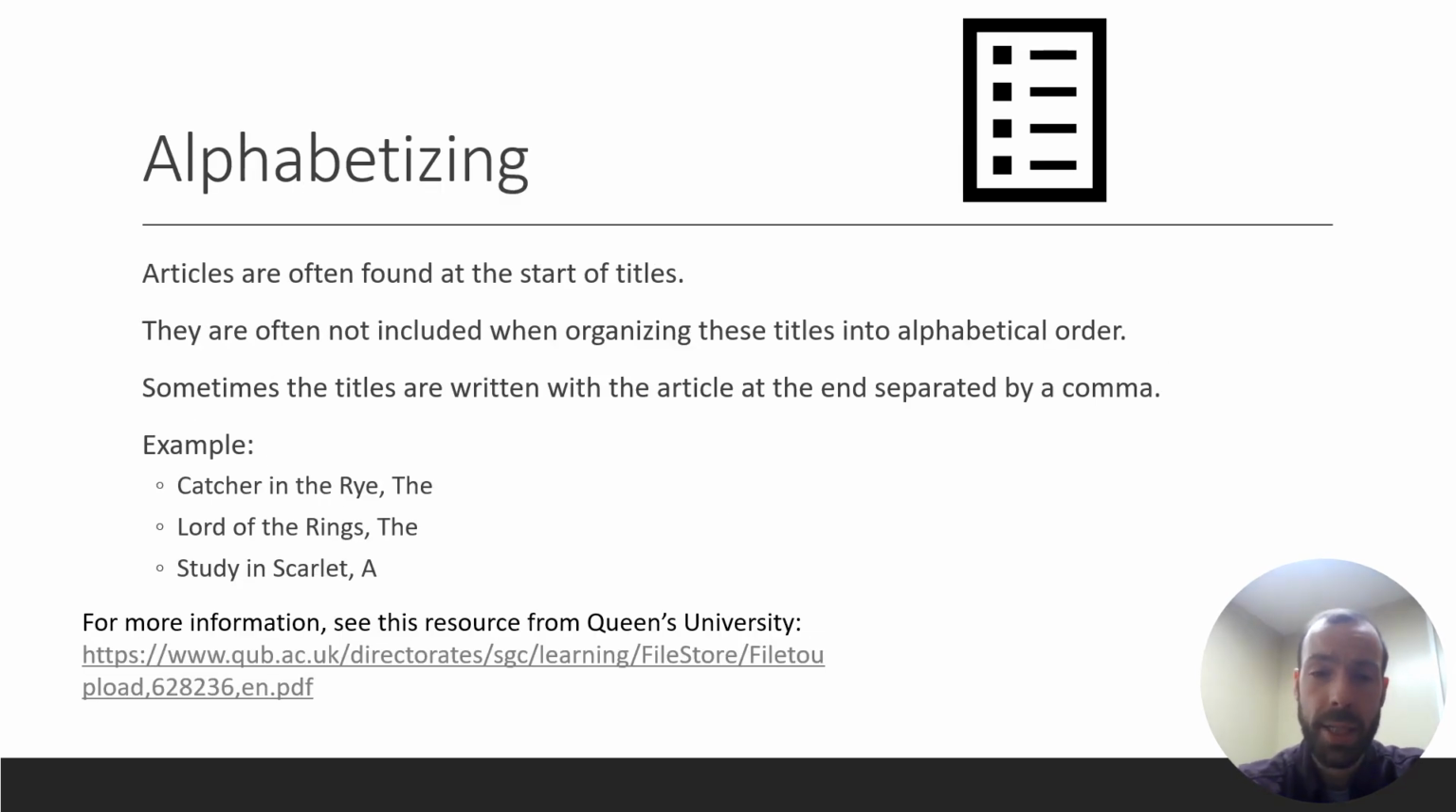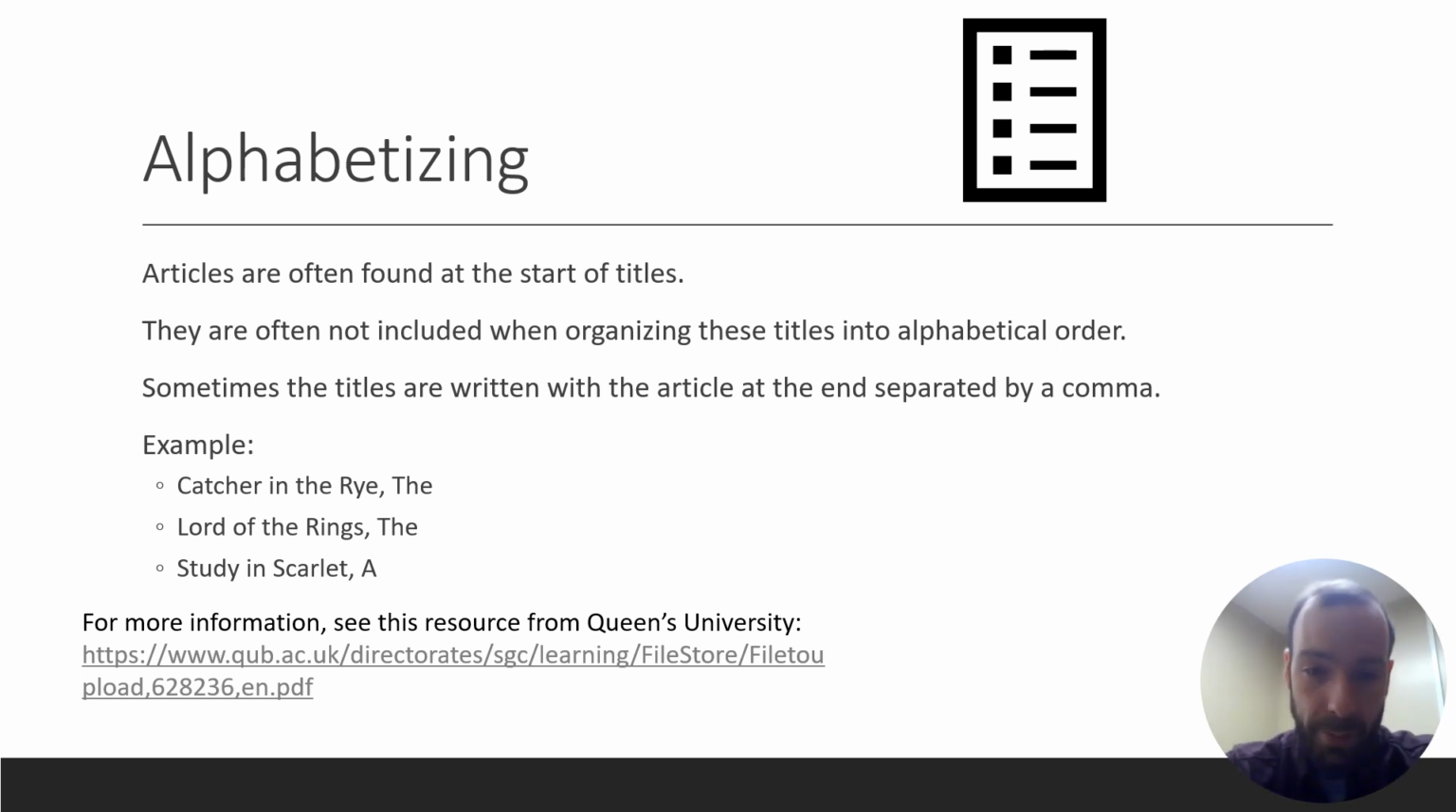Last point I want to make is about alphabetizing, when we organize things in alphabetical order. We often use articles at the start of titles of books or songs or whatever. We do not usually include articles when we're organizing these titles into alphabetical order. We kind of pretend like they aren't there or they don't count. Sometimes when we're organizing these titles, we actually put the article at the end of the title and we separate it using a comma.